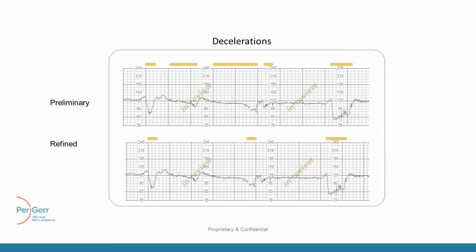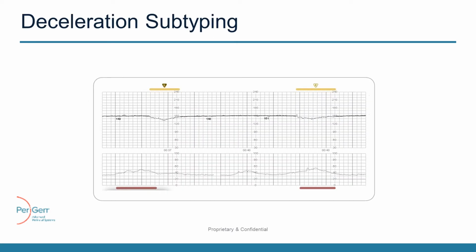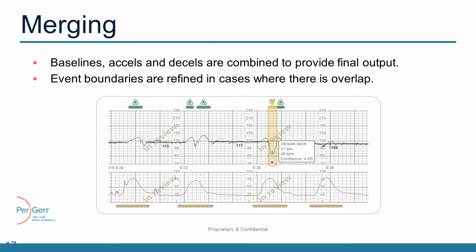When decelerations are detected that have a gradual onset, we then look to see their relationship to contractions to determine whether or not they are early or late. And this process is repeated until we arrive at a high level of confidence. Then patterns are merged, event boundaries are refined, and the final results are posted. Only final results are actually ever visible to the user.